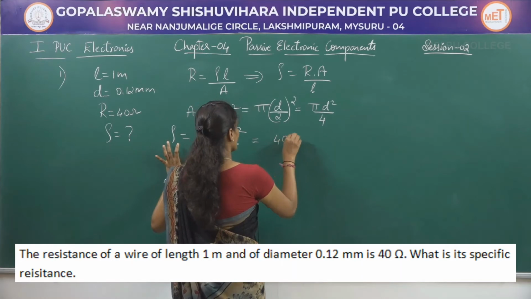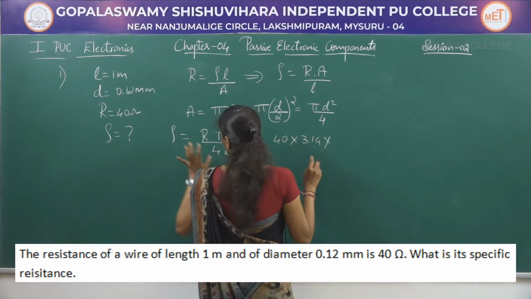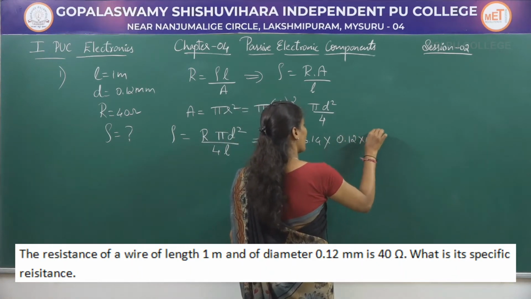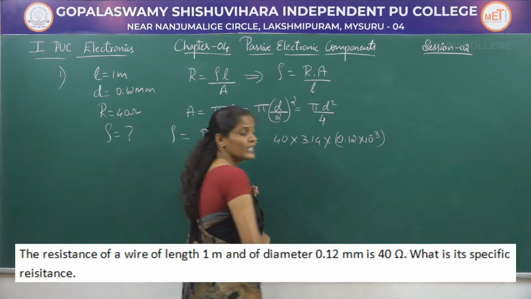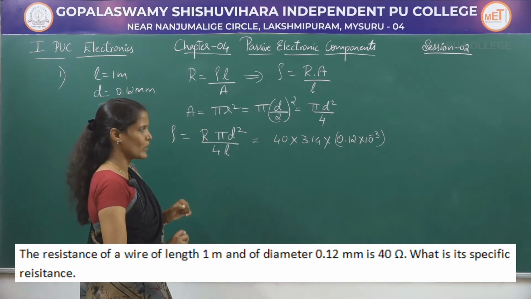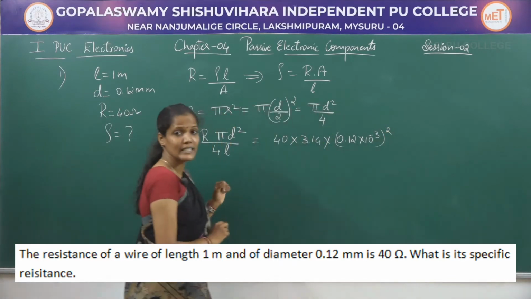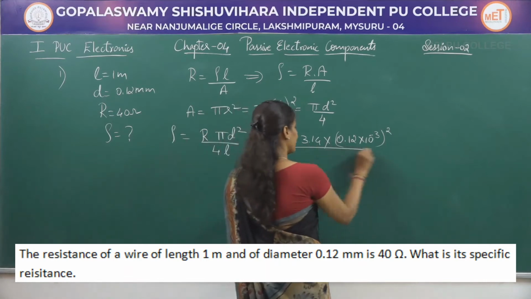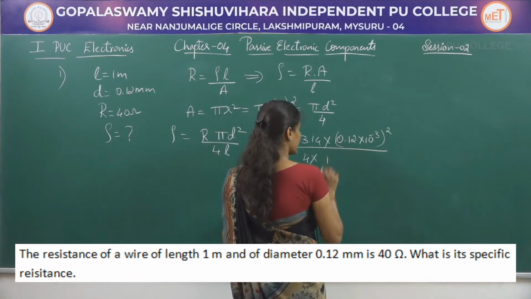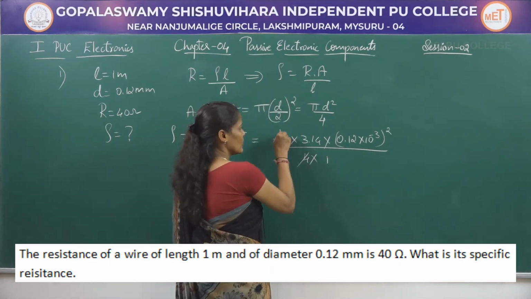R value is equal to 40 ohms, pi is 3.14 and D value is 0.12 into 10 to the power of minus 3, because it is 0.12 millimeter. So, 0.12 into 10 to the power of minus 3 whole square, because it is D square, whole divided by 4 into the length of the conductor, which is 1. So, divided by 1. 4 ones are 4.